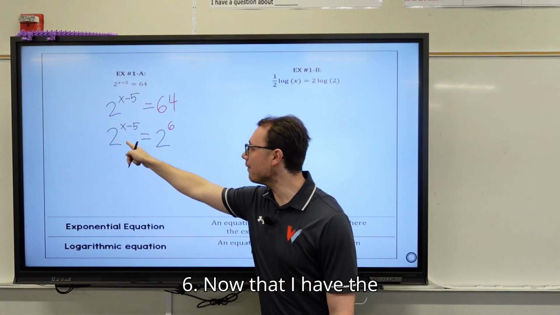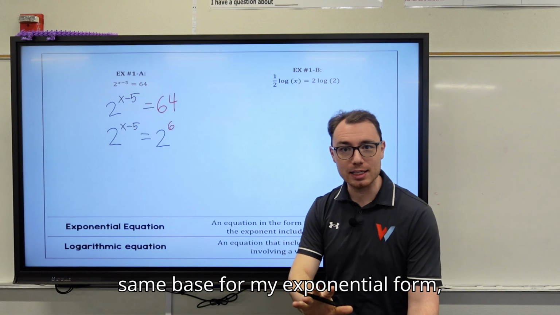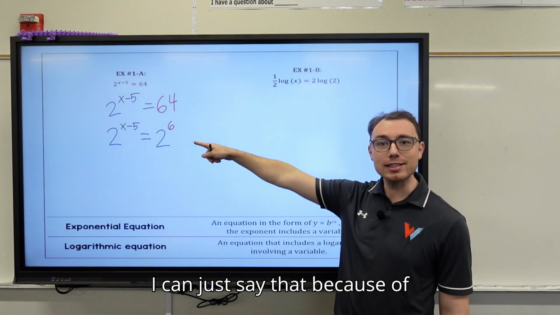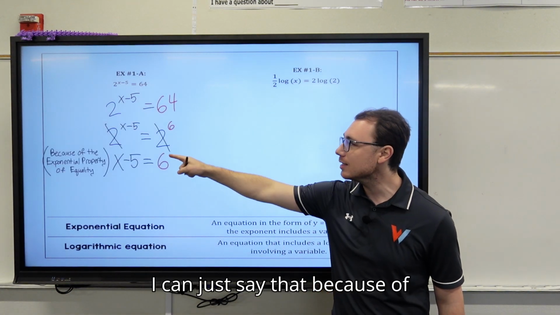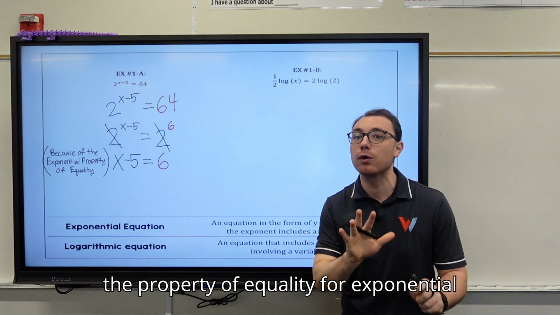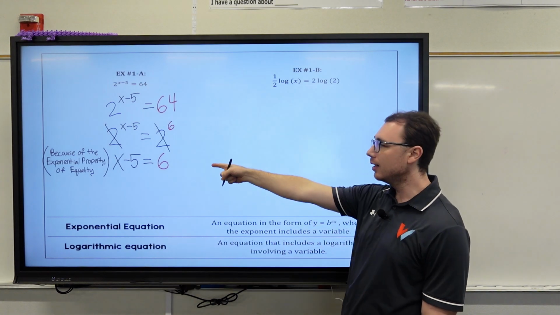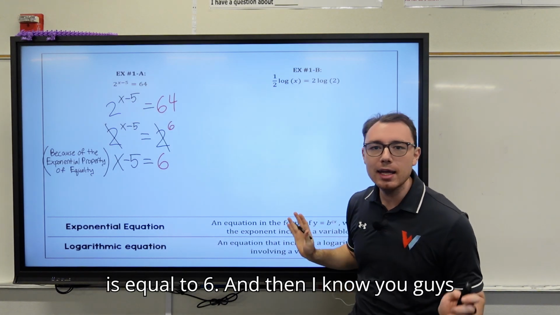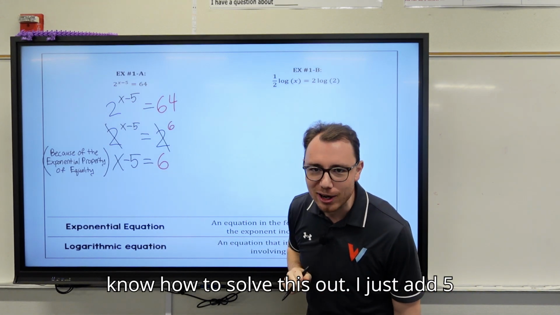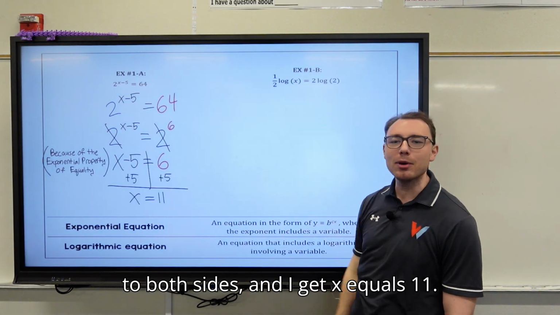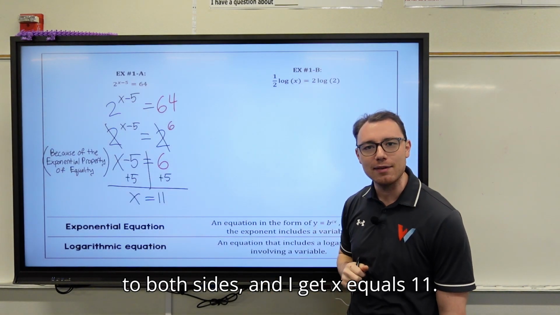Now that I have the same base for my exponential form, I can just say that because of the property of equality for exponential functions, x minus 5 is equal to 6. And I know you guys know how to solve this. I just add 5 to both sides and I get x equals 11.